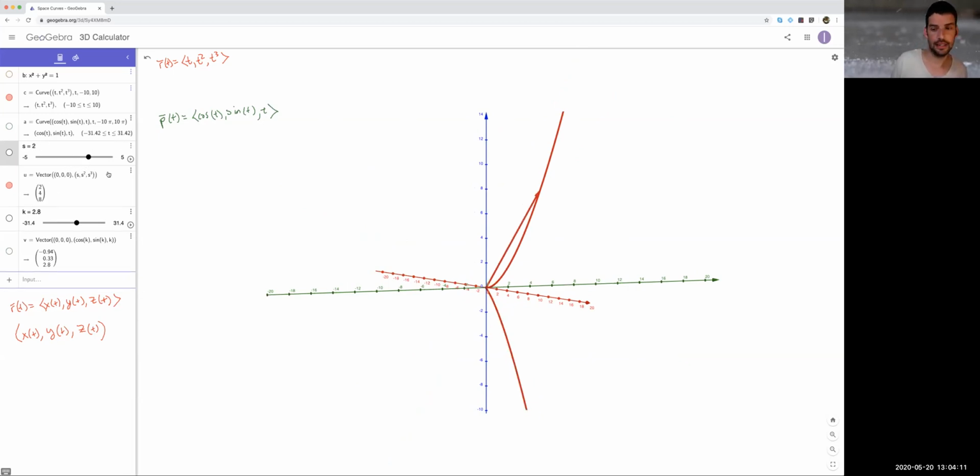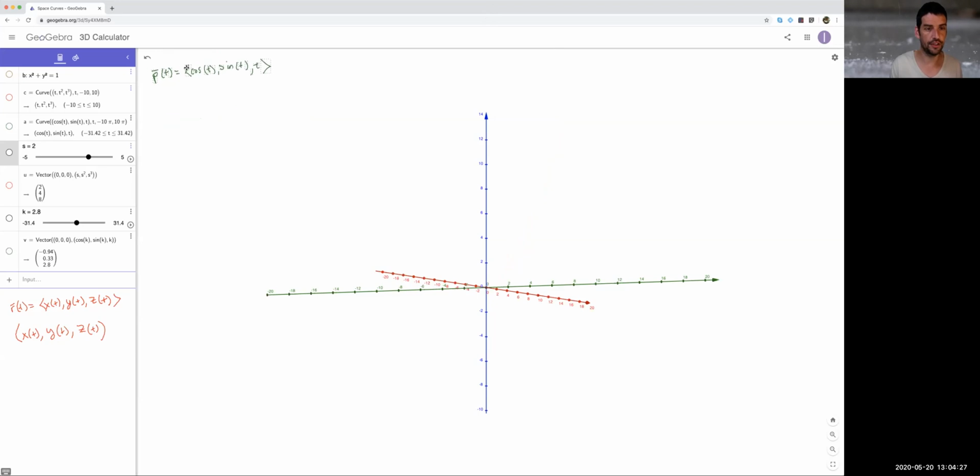Okay, let's take a look at another one. So let's look at our p of t, which is cosine of t. The x function is cosine of t. Then we have sine of t for the y function, and then simply t for the z coordinate.